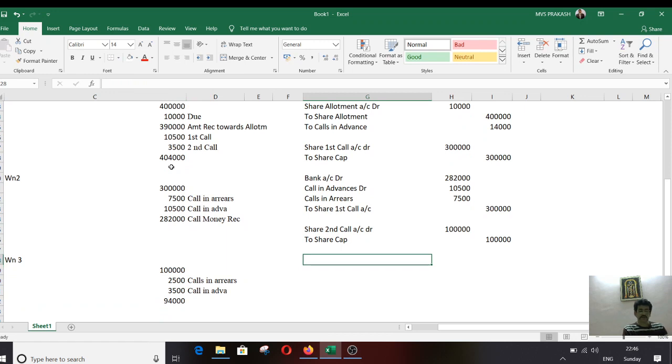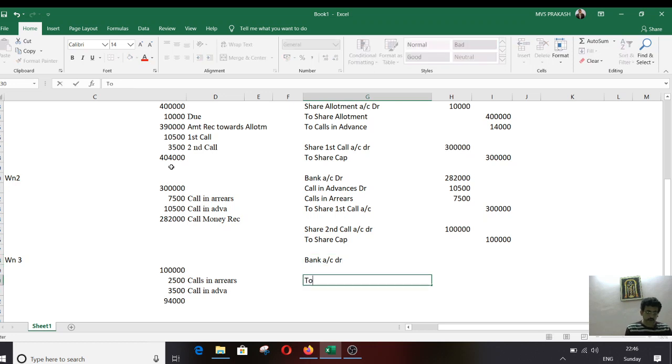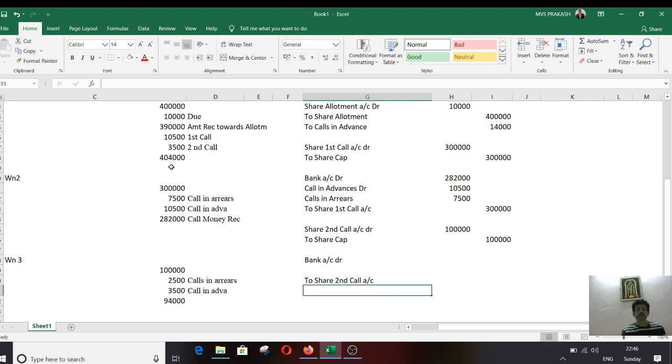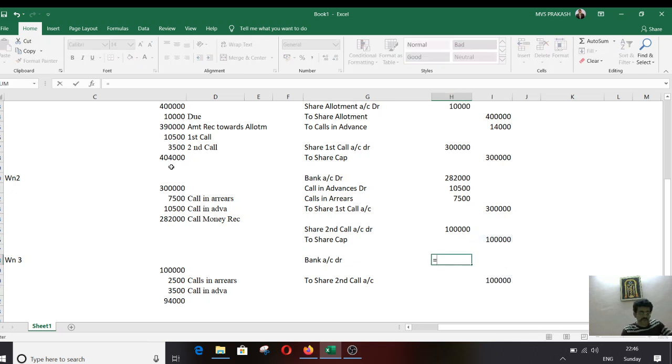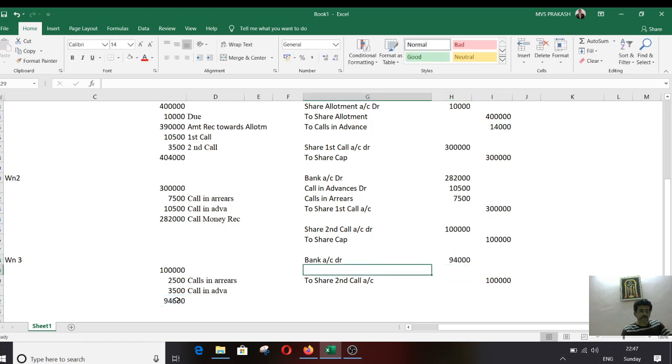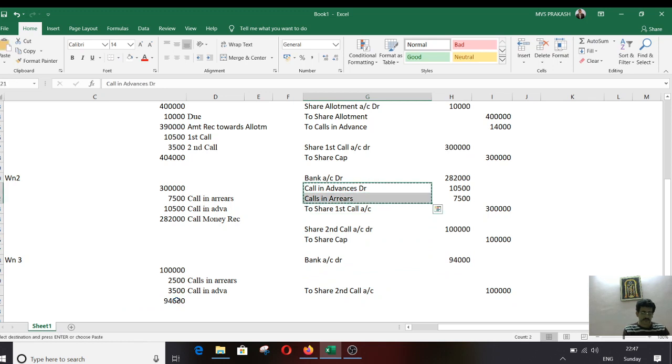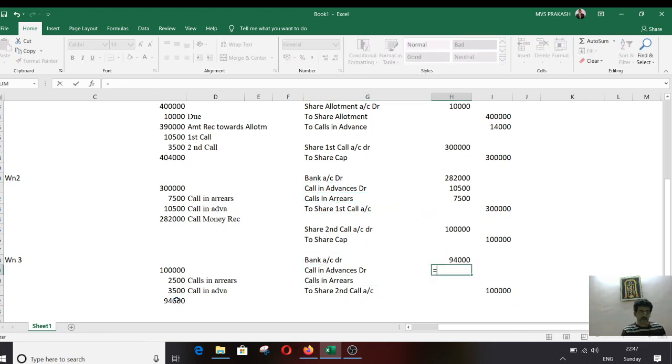So ultimately, let us pass an entry here. Bank account will be debited, to share second call account. Then ultimately how much amount do I need to receive? 1 lakh is the money which I need to receive. But you are receiving only 94,000. Why are you receiving only 94,000? Already there was calls in advance. Already this 3,500 was received earlier, so I am not going to receive this 3,500 again. That is the reason.